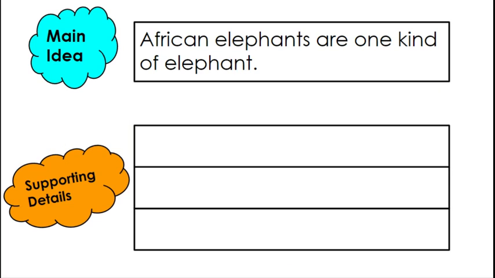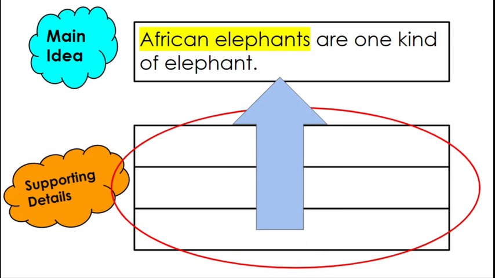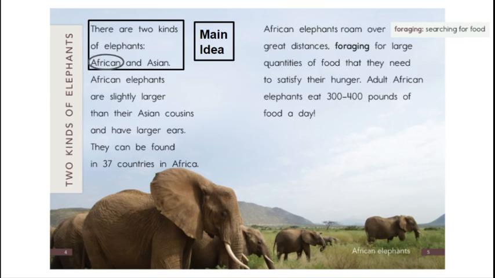So for the main idea, I'm going to say African elephants are one kind of elephant. What was I talking about? African elephants. That is what I'm going to focus on because that's what the page focused on. And remember, now we're going to find those details that support that African elephants are one kind of elephant. Remember, we're only focusing on the African elephants.